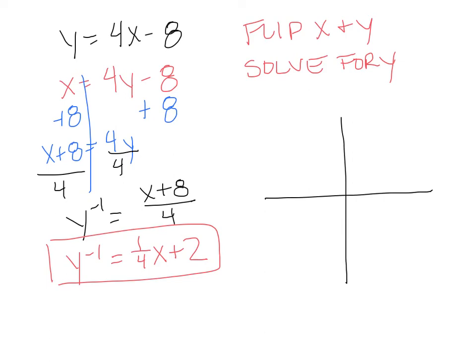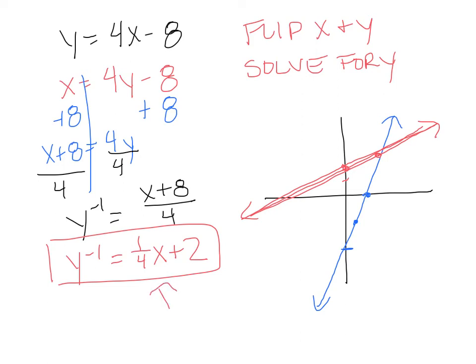And we can see that if we graph our original function, it had a y-intercept down there at -8, and then it was pretty steep. It went up 4 over 1, up 4 over 1. That was our original graph. Now our new graph has a y-intercept of 2, and it goes up 1 over 4, so it's a little bit flatter. But you can totally see that reflection over the line y equals x. So the inverse of y equals 4x minus 8 is the line y equals 1/4 x plus 2.